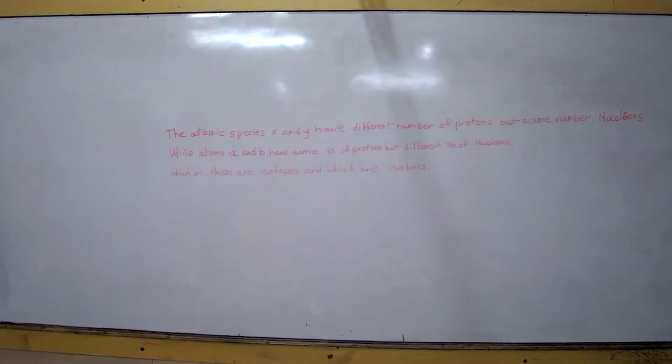Which of them are isotopes, and which are isobars? Give an example of it. Can you tell me now which one?